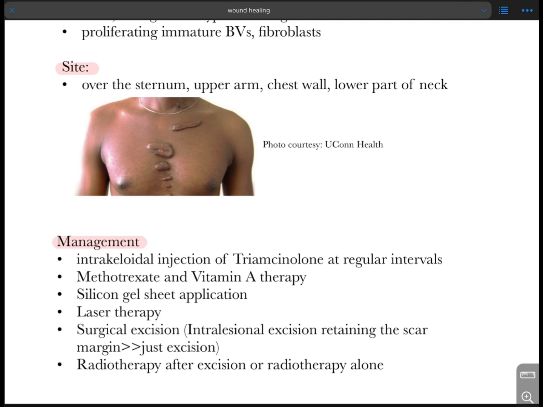So this was about abnormal scars, especially focusing on hypertrophic scar and keloids.